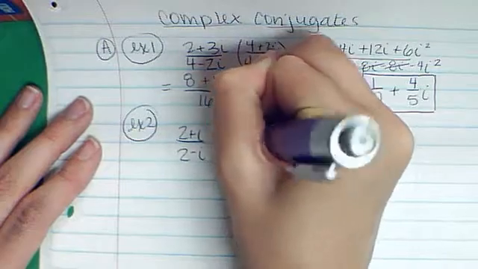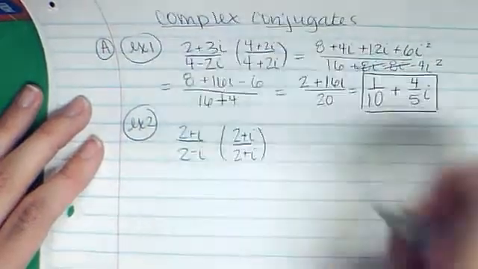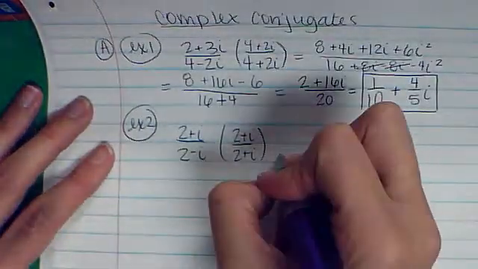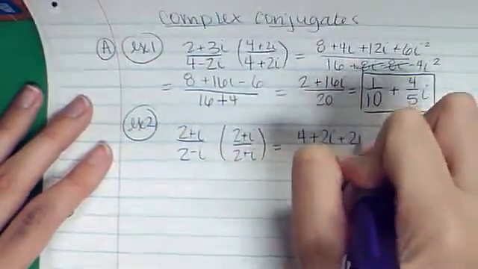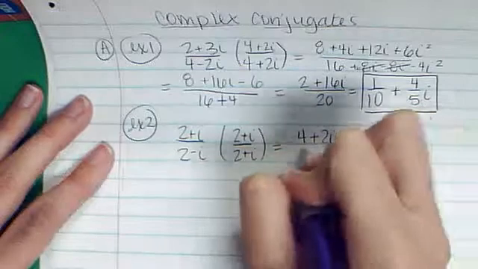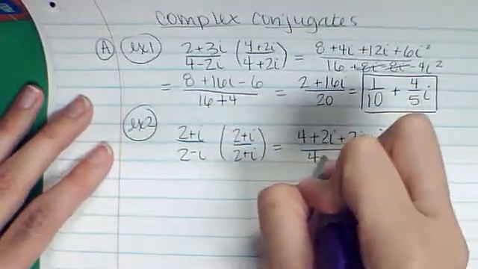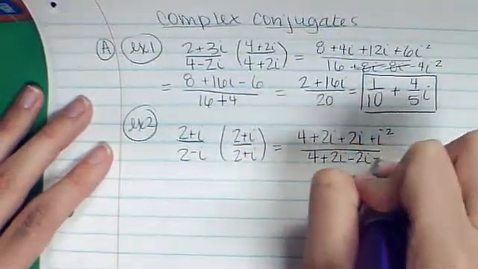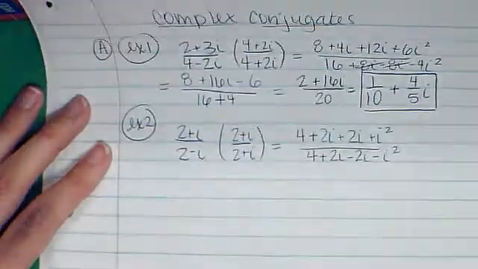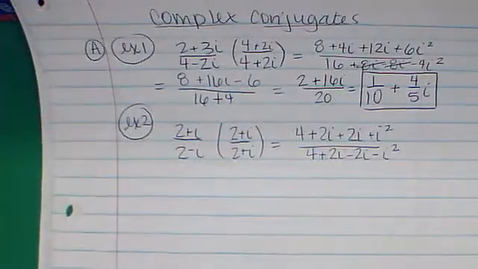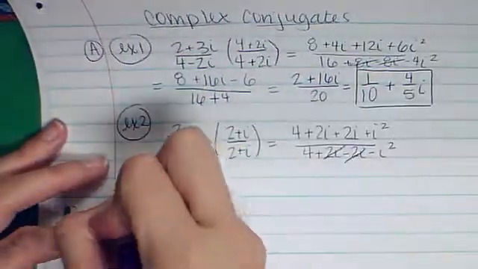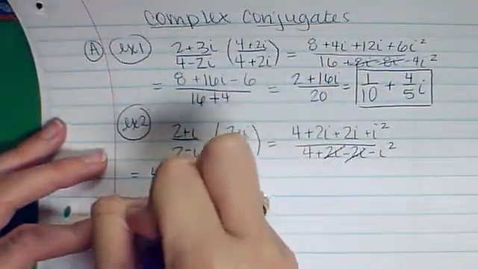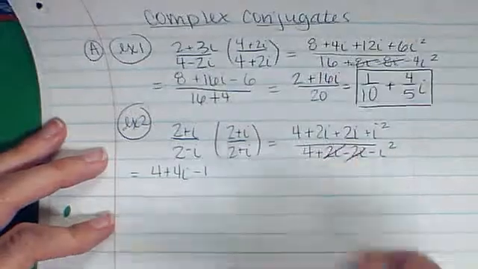So again, I'm going to copy the bottom and flip the sign in between. I'm going to FOIL the top and FOIL the bottom. On the top, I'll have 4 plus 2i plus 2i plus i squared. On the bottom, I'll have 4 plus 2i minus 2i minus i squared. I'm going quickly there, but that should make sense to you. You know plenty about FOILing, so that should be easy. The bottoms cancel. On the top, I have 4 plus 4i minus 1. That's what that i squared is.